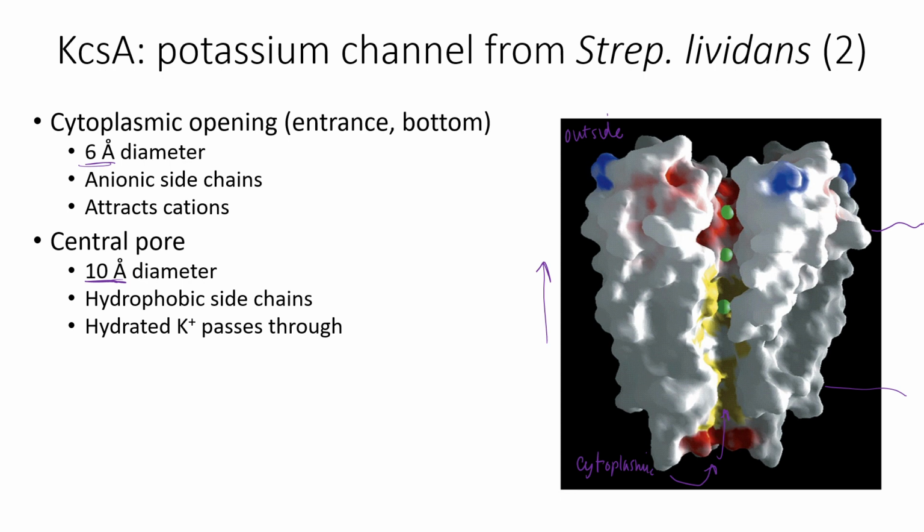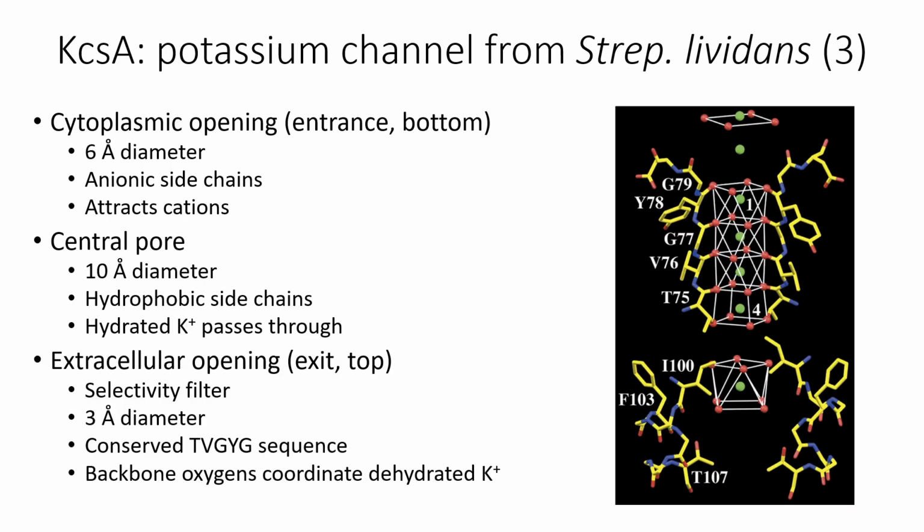So this allows for hydrated potassium to go right through. And we can sort of think of this as similar but different with our aquaporin, where we had these hydrophobic residues lining it that allowed the water to kind of slide right past them. So you can imagine this potassium ion, if it's surrounded by water, can also slide past these hydrophobic side chains.